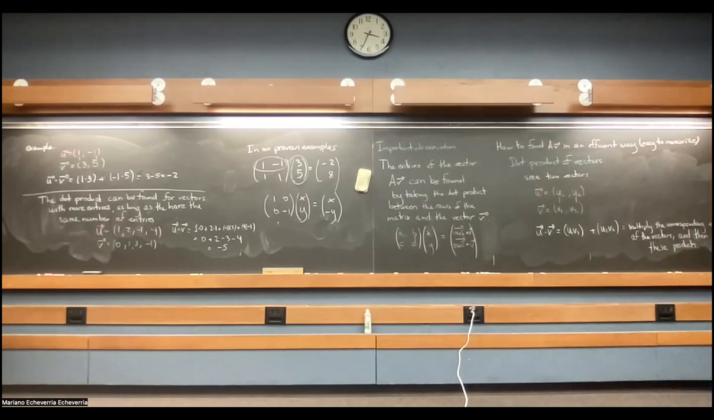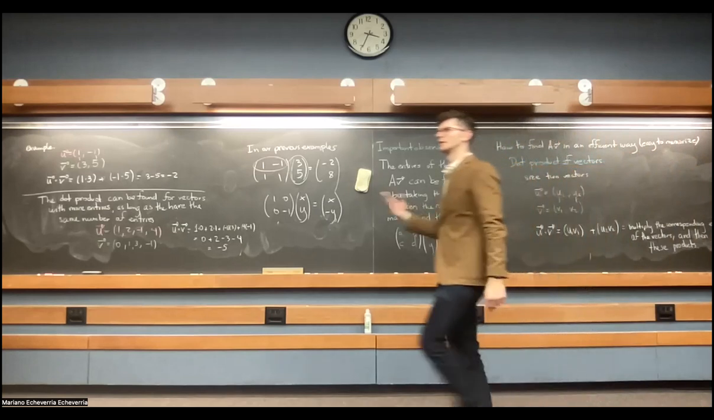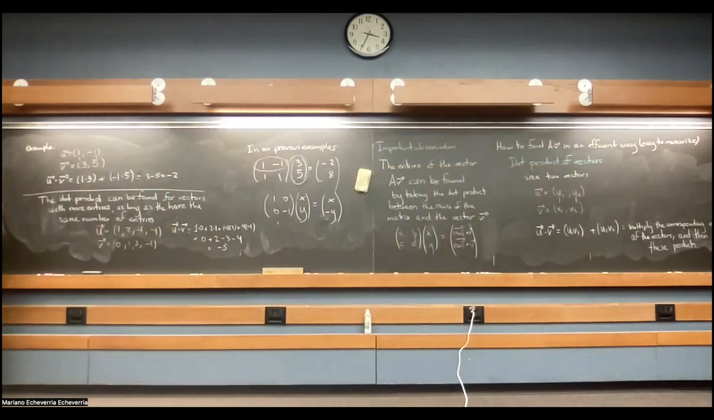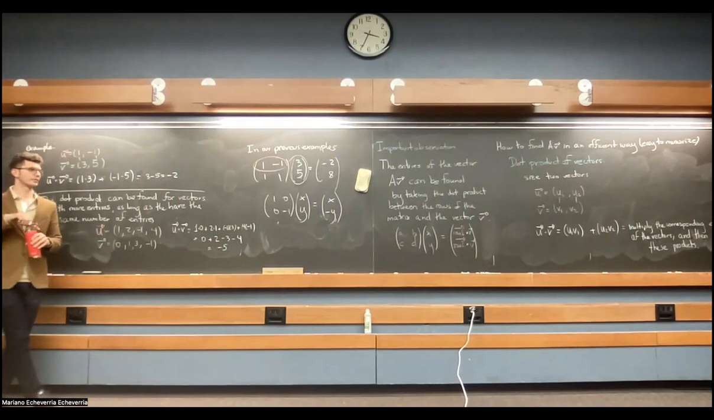So the new vector is like a vector of dot products, in that sense, because you just find a bunch of dot products and what you get become the entries of the new vector. Does that make sense?